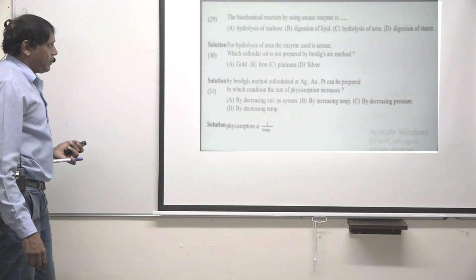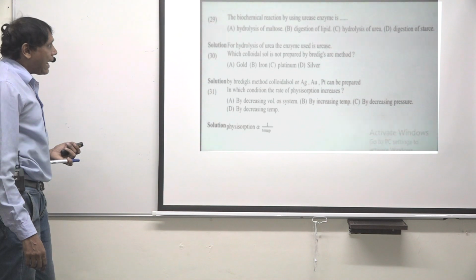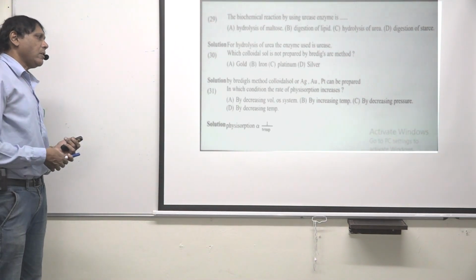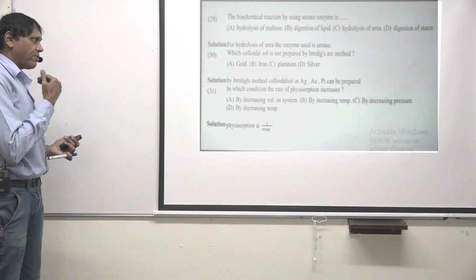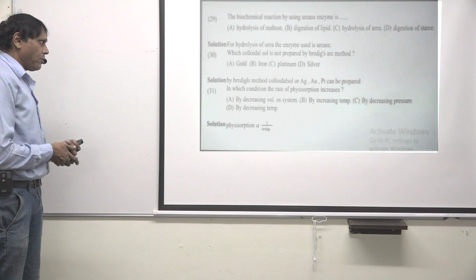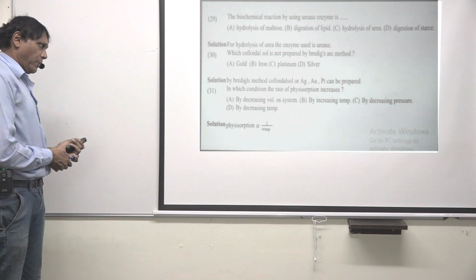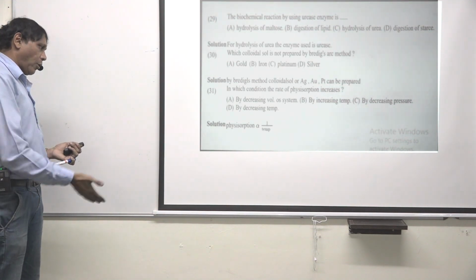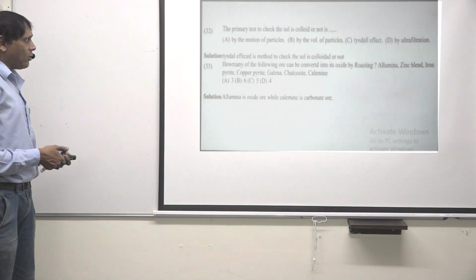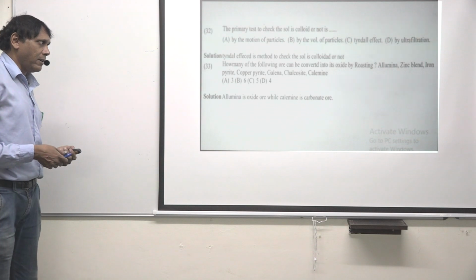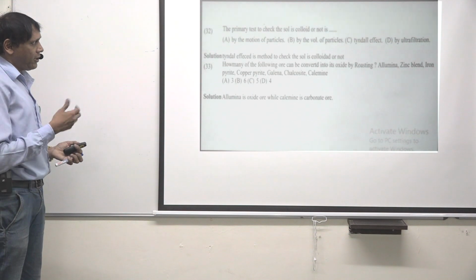Which colloidal sol is not prepared by Bredig's arc method? Answer is iron, because Bredig's arc method is used for colloidal sols of some noble metals, gold, silver, and platinum. So iron is not suitable for that method. In which condition does the rate of physisorption increase? Rate of physisorption is inversely proportional to temperature. So low temperature makes the rate of physisorption increase. The primary test to check whether the sol is colloidal or not is to make use of the Tyndall effect. It's the best one to check whether the sol is colloidal or not.